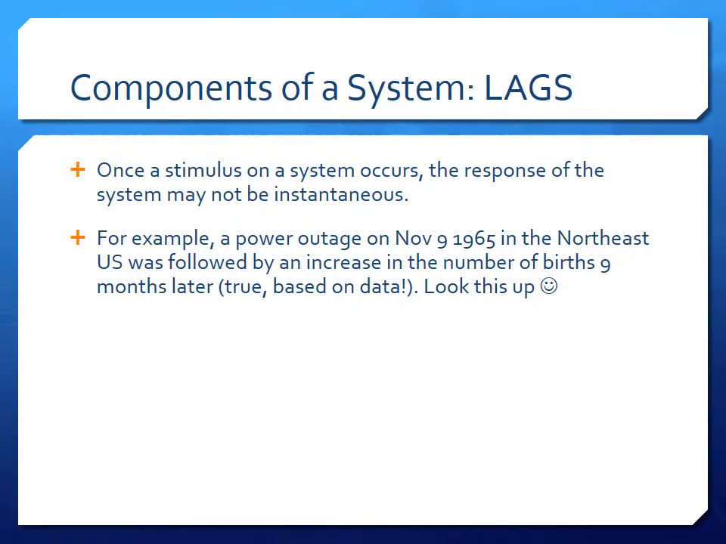In a real life example, there was a power outage in the northeastern United States on November 9th of 1965. This was followed by an increase in the number of births in that area 9 months later. This is true. This is based on data. You can look this up. So the 9 months is the lag between the stimulus, which was a power outage, and the response, which, well, I'll leave that to your imagination. You know what happened there.